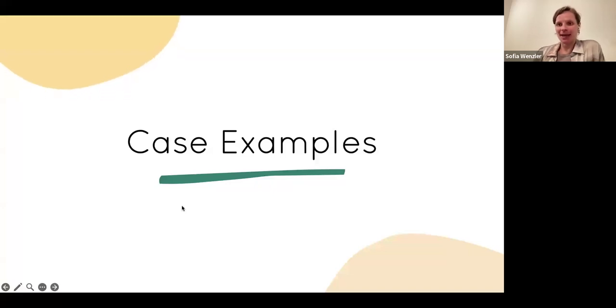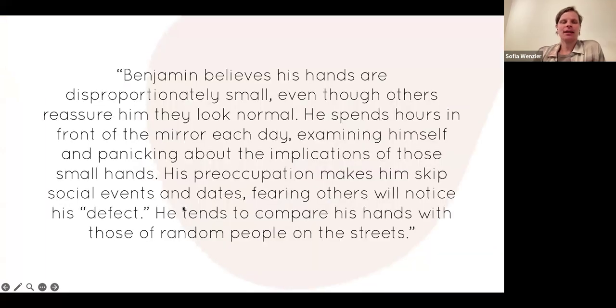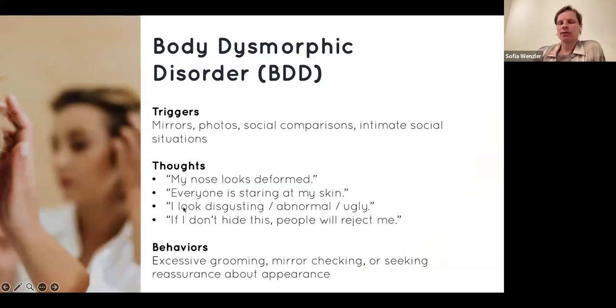So I'm going to give you some case examples, and you can guess along while I'm reading and think about which one of the six disorders I mentioned this might be. And then I'm going to explain why. The first one: Benjamin believes his hands are disproportionately small, even though others reassure him they look normal. He spends hours in front of the mirror each day examining himself and panicking about the implications of those small hands. His preoccupation makes him skip social events and dates, fearing others will notice his defect. He tends to compare his hands with those of random people on the streets. So that would be an example for body dysmorphic disorder.